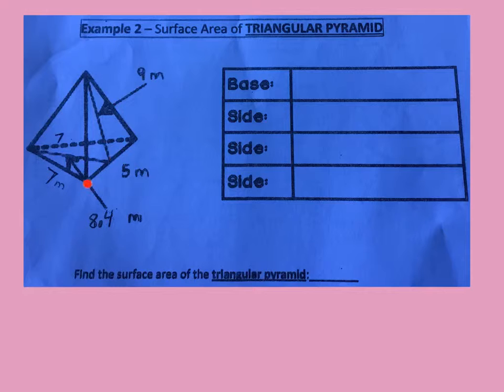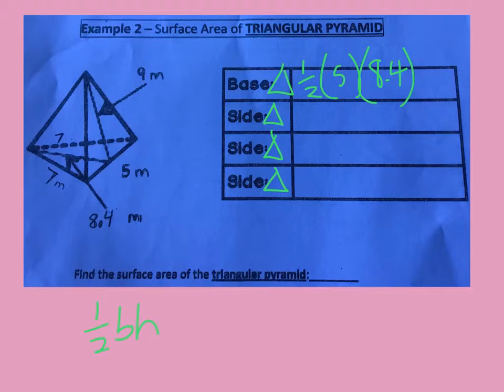All right, so we're going to use the area formula of a triangle, which is 1/2 times the base times the height. And so the base is a triangle, and each of the sides for this pyramid are going to be a triangle. All right, so the base, so 1/2 times the base of 5 times 8.4, which would be the height. Do that on your calculator and we will see what we get. All right, I got 21, and that would be meters squared.